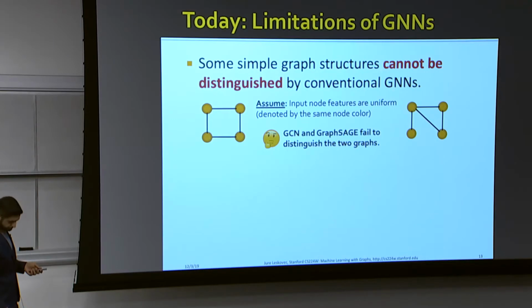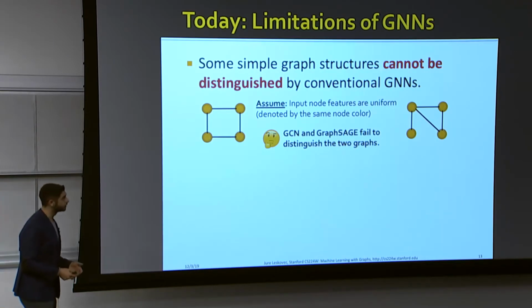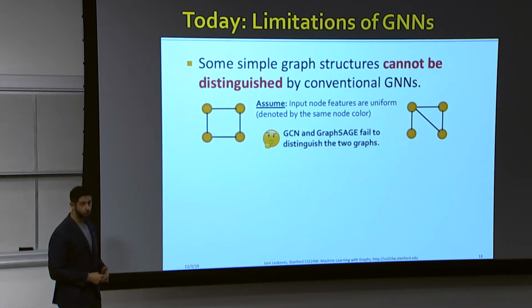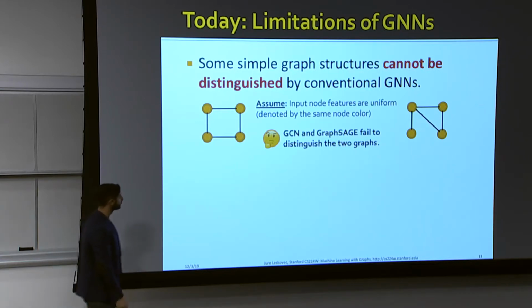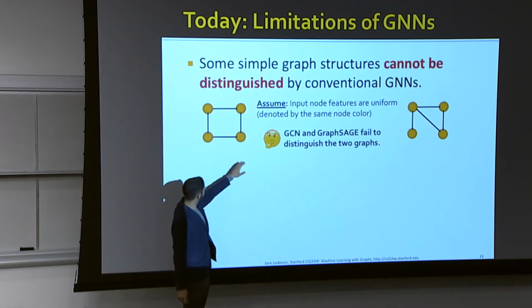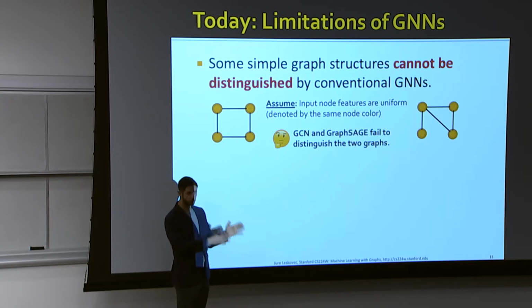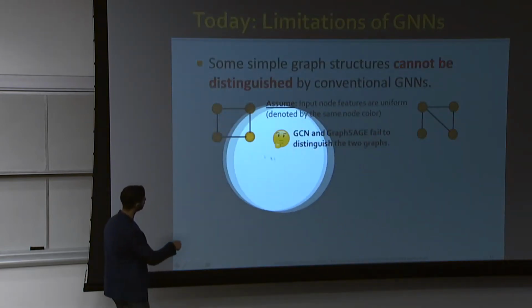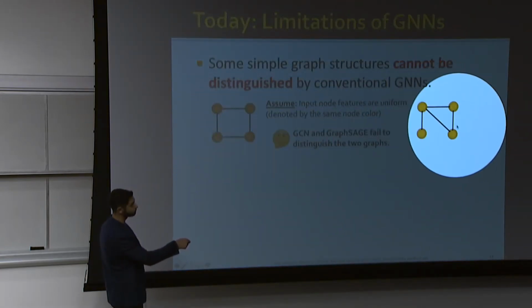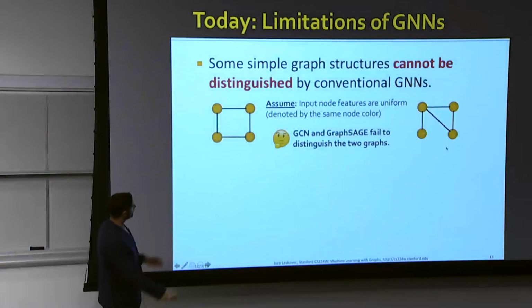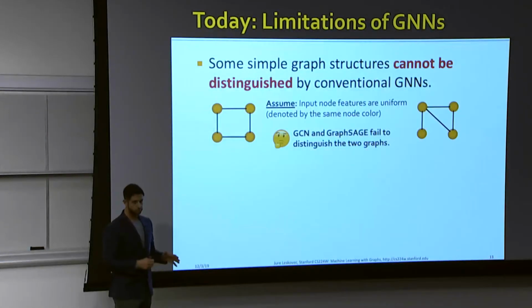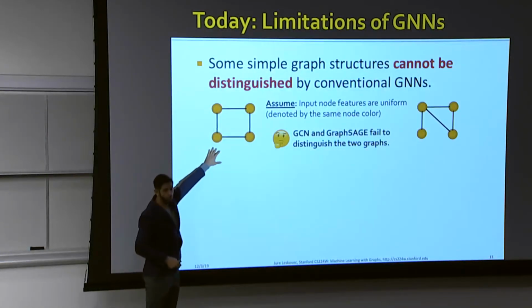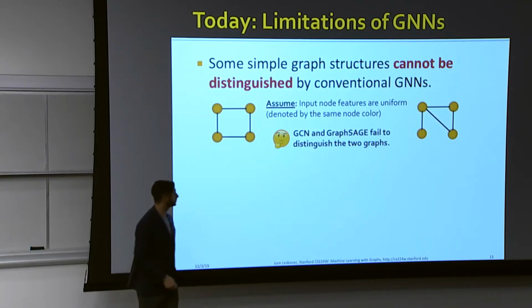So the fact that some simple graph structures cannot be distinguished by conventional graph neural networks, okay? Let's think about this very simple case, and we're going to go in depth, dissect it, and explain exactly why this is happening. These two small graphs, both with 4 nodes, just have a different adjacency matrix. If their input features are uniform, in this case you see all our nodes are yellow, so all our node features are the same. This is the notation that we're going to be using today.